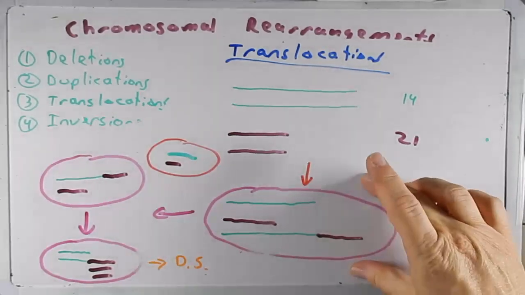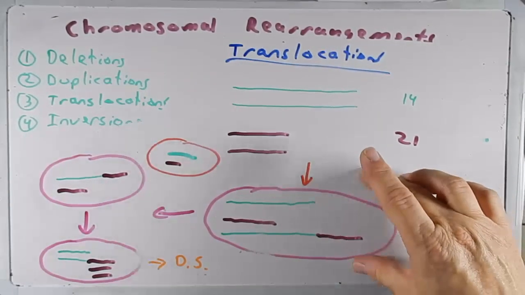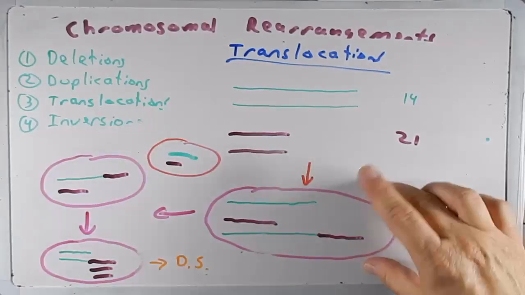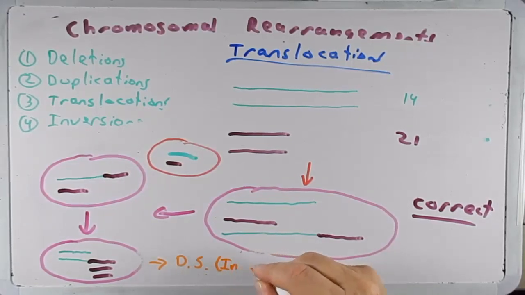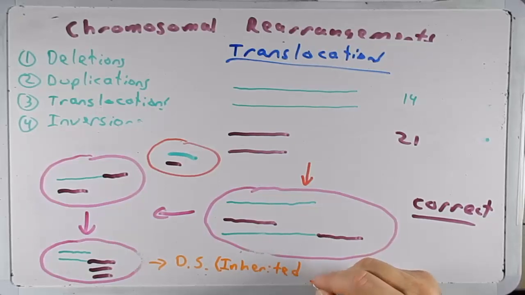It doesn't form due to a non-disjunction. It forms due to an inheritance of this translocated copy. So we call this kind of Down syndrome, which has the same phenotypes and the same consequences, inherited. Non-disjunction trisomies are not inherited. There'd be no reason to expect that if one person had a trisomic child, that they would have another trisomic child due to a non-disjunction event.